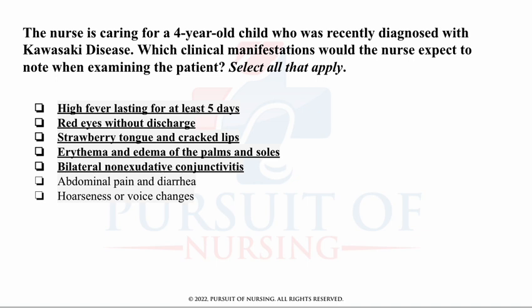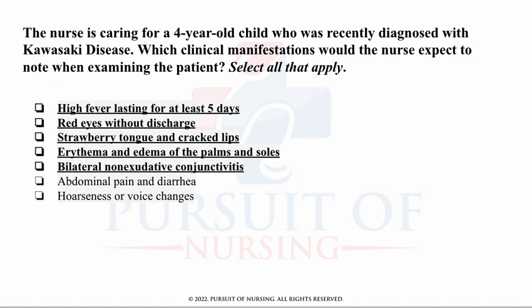All right, so you're going to see a high fever that lasts for at least 5 days, red eyes without discharge, a strawberry tongue and cracked lips, erythema and edema of the palms and the soles, and then bilateral non-exudative conjunctivitis. Kawasaki disease is a vasculitis that affects primarily children. The diagnosis is based on the presence of fever for at least 5 days and the presence of at least 4 of the following clinical criteria.